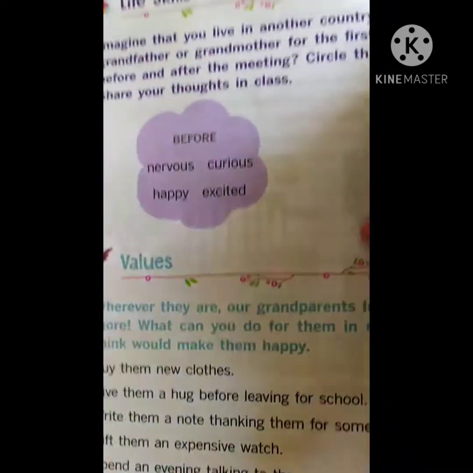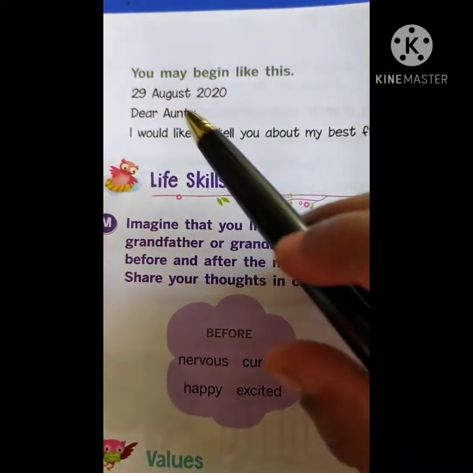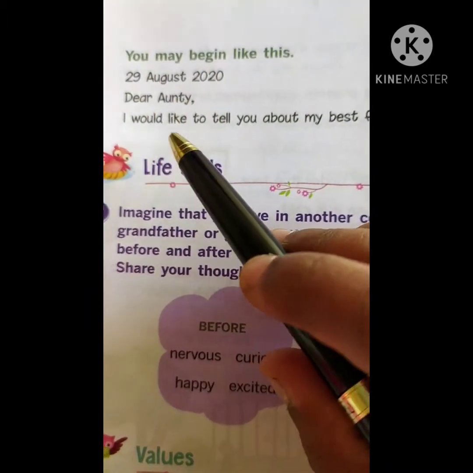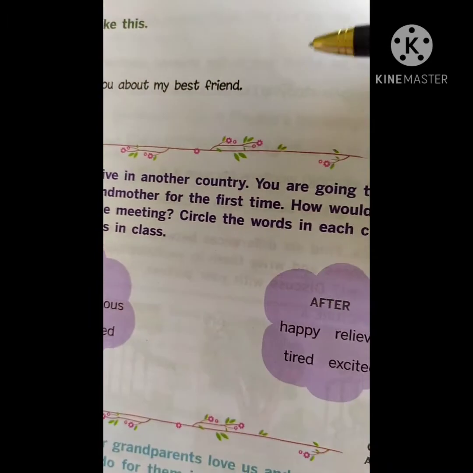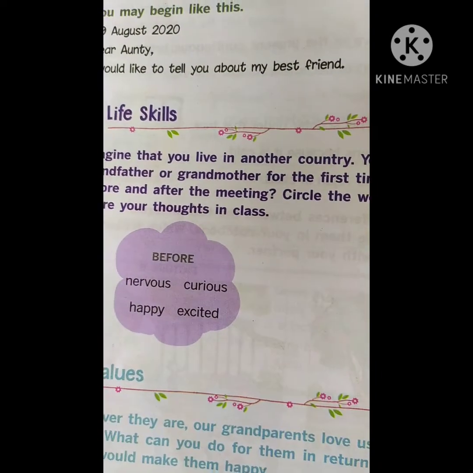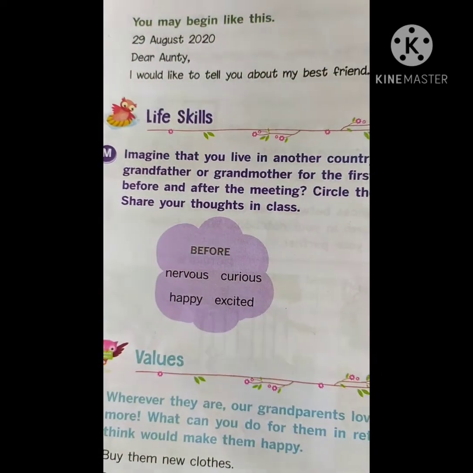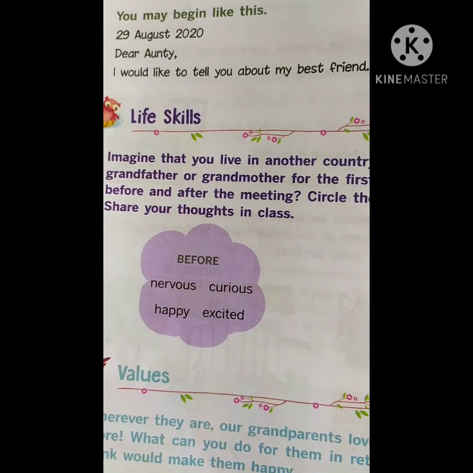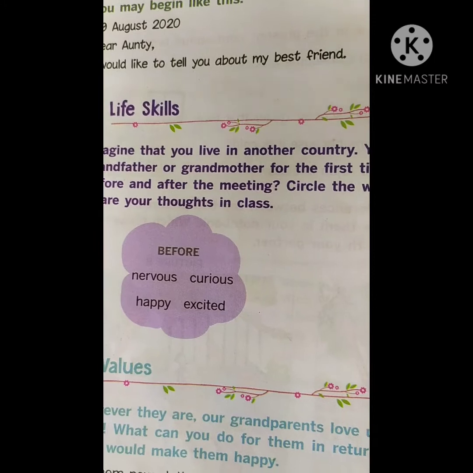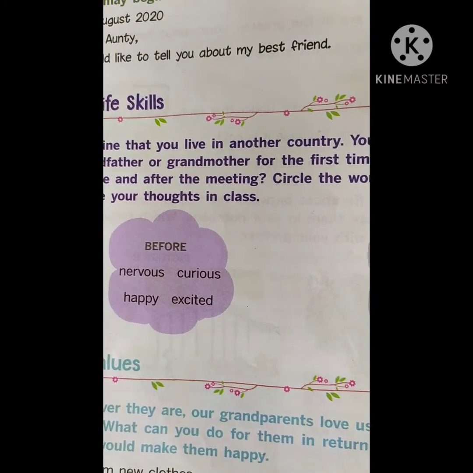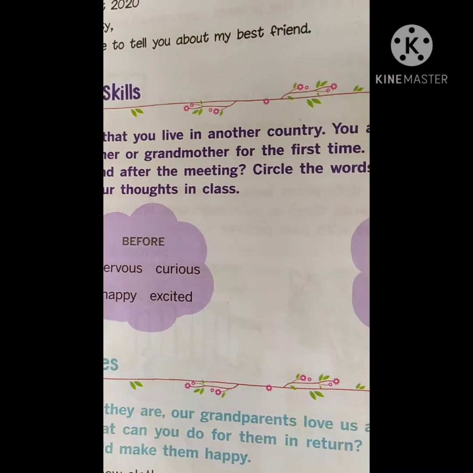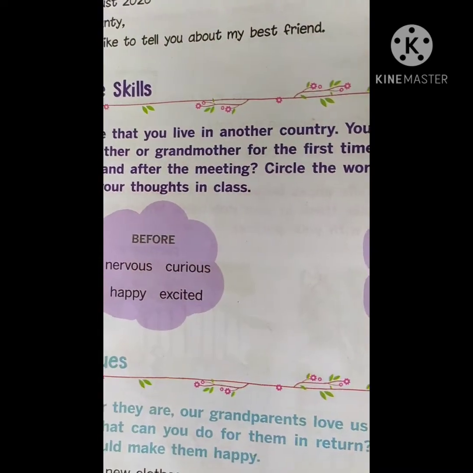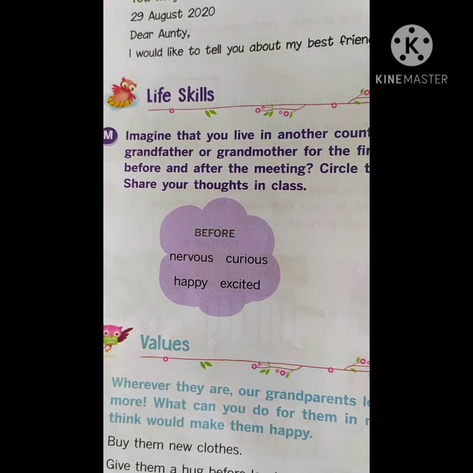Page number 36. Okay children, here in this you may begin like this: 29 August 2020. Dear auntie, I would like to tell about my best friend. We became friends in the shopping mall or anywhere, and tell the incidents to your aunt. So how you have become friends, what he or she is good at, and whether he or she likes sports or not. What is the conversation between you and your friend, that you can write. Okay children, please write proper sentences children.